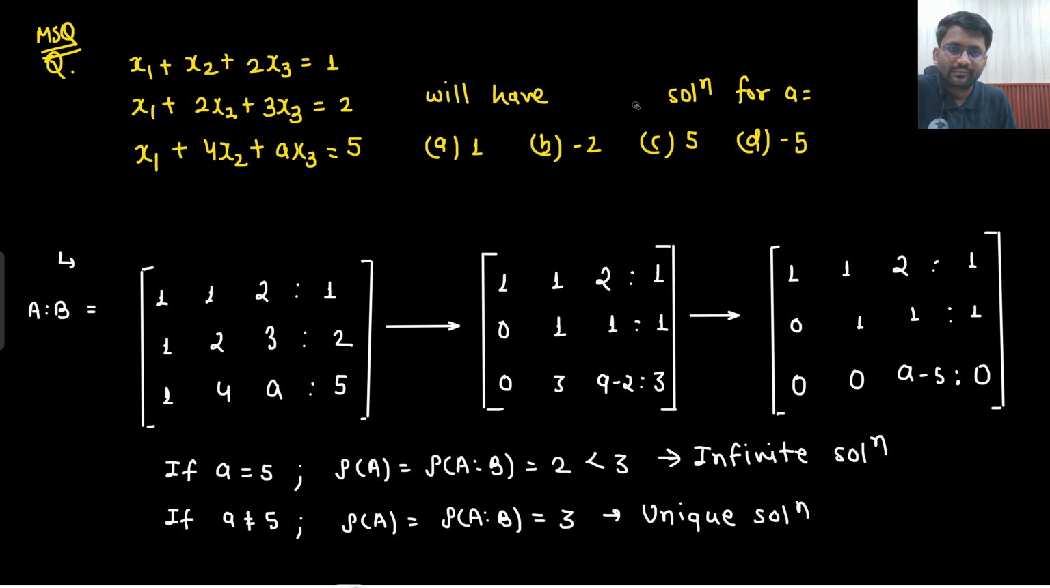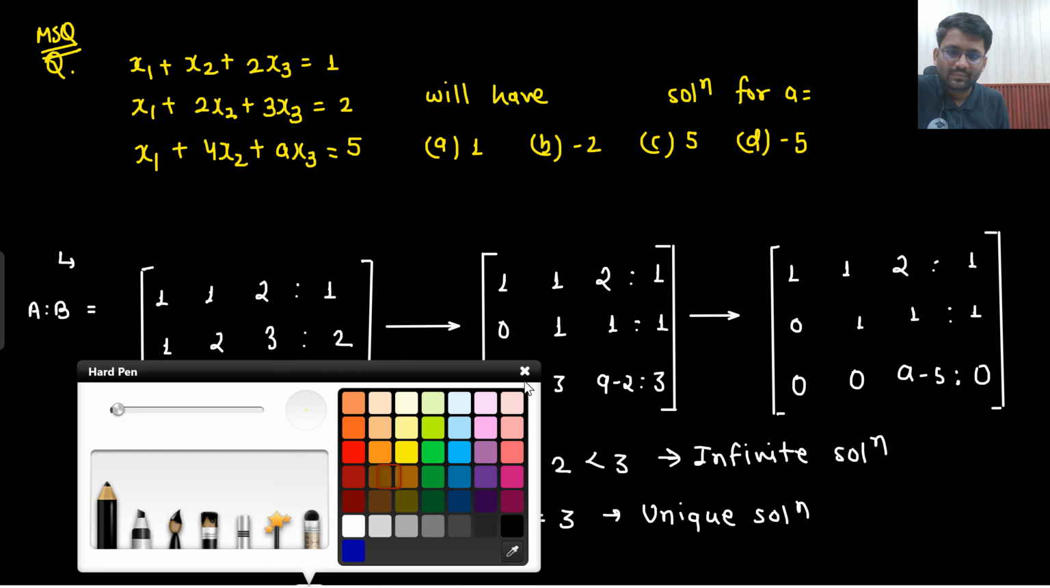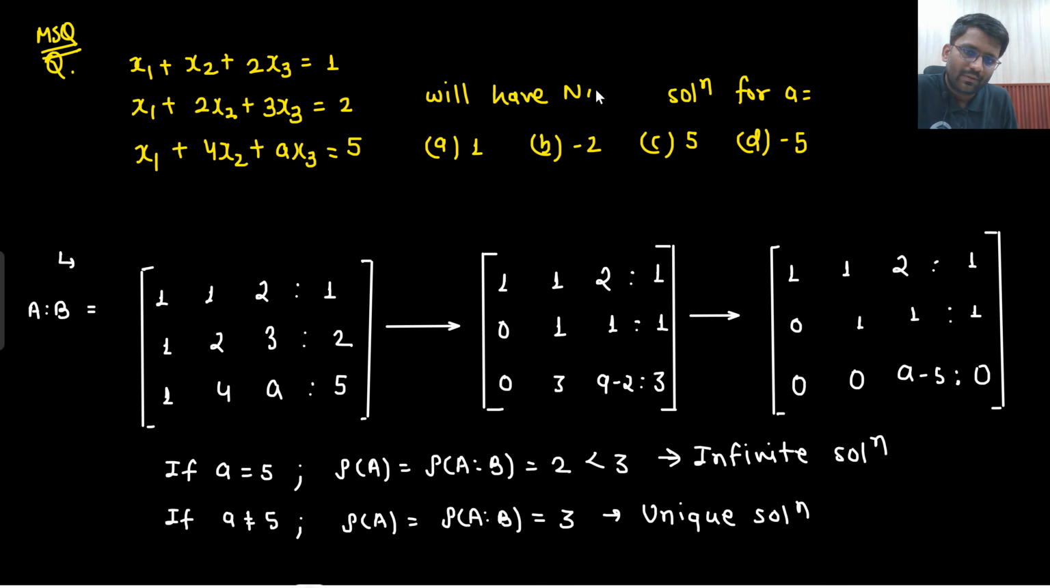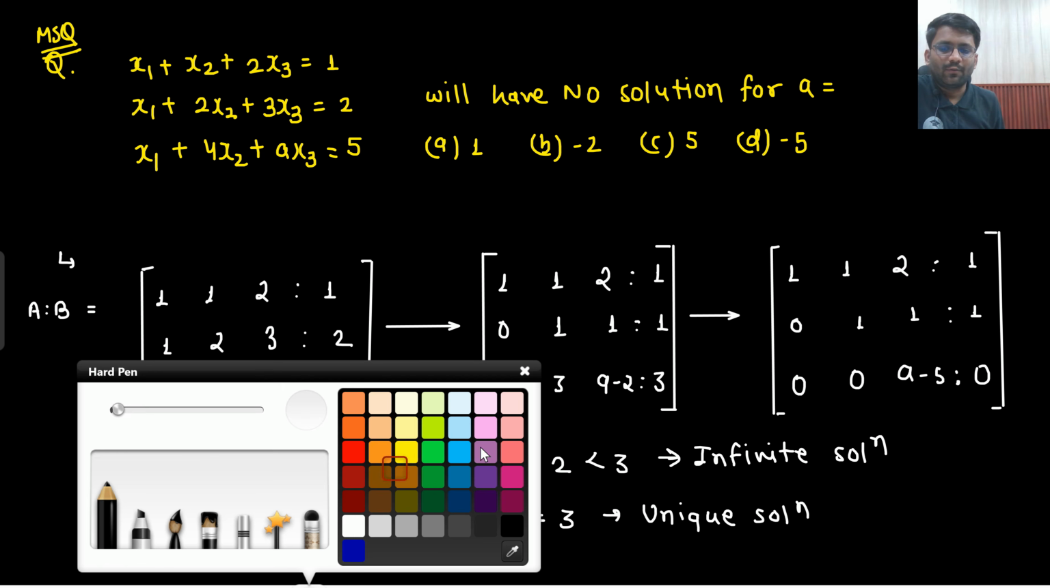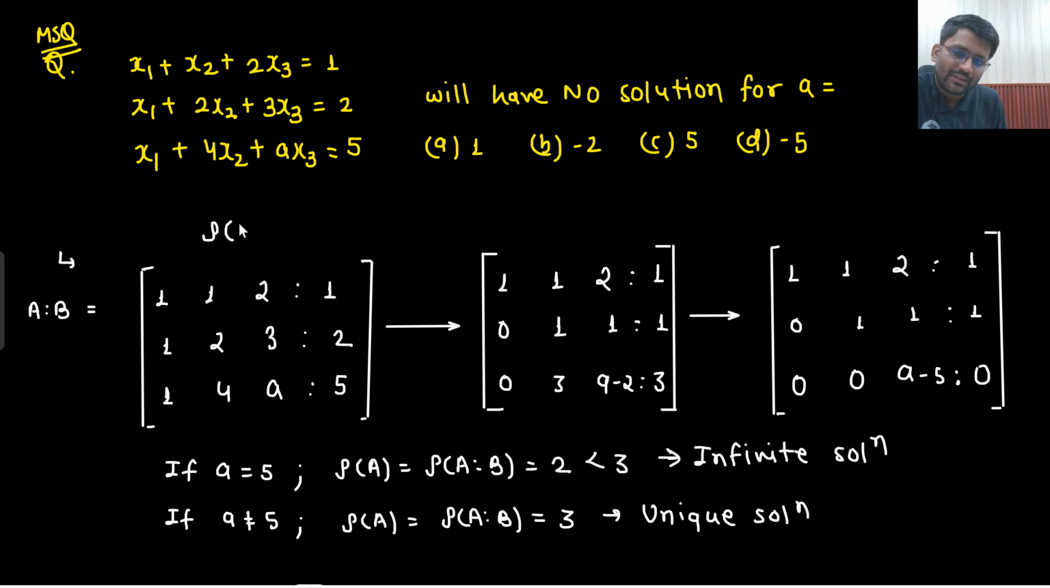We'll have no solution for this. This is the question that is being framed. What is the meaning of no solution? No solution means rank of A should not be equal to rank of A augmented B. This is what we want.